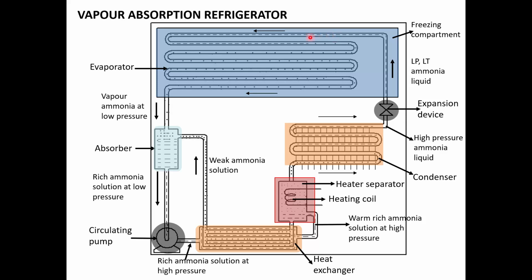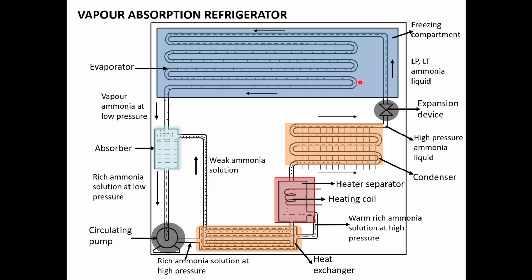When liquid ammonia flows through the evaporator tube, it will absorb the heat from the freezing compartment or from the space to be cooled. When it absorbs the heat, the space will get cooled and the ammonia liquid will convert to ammonia vapor. It will change its phase.